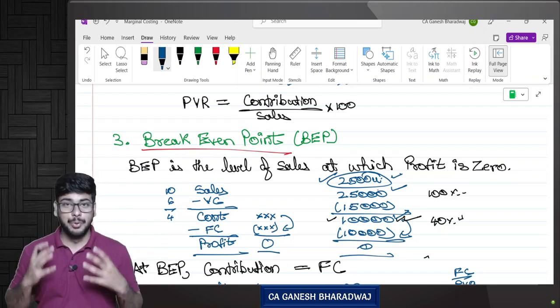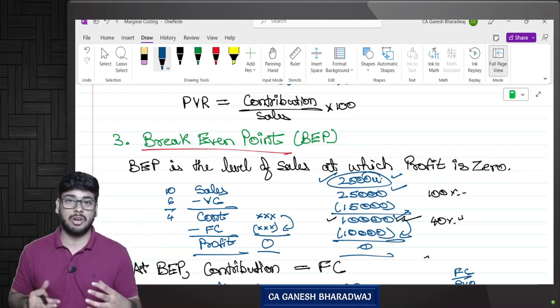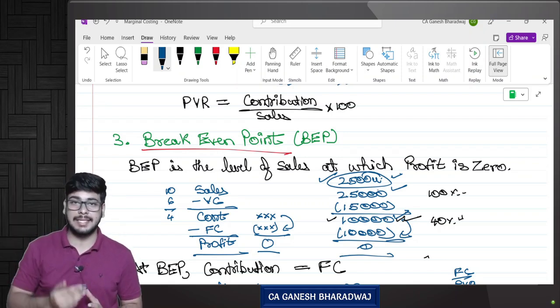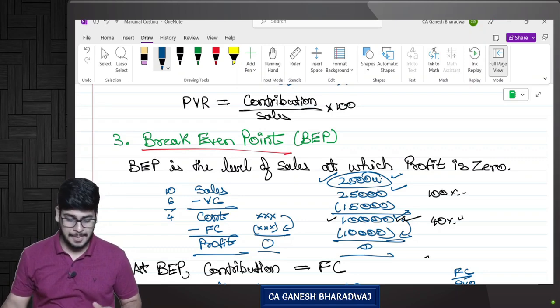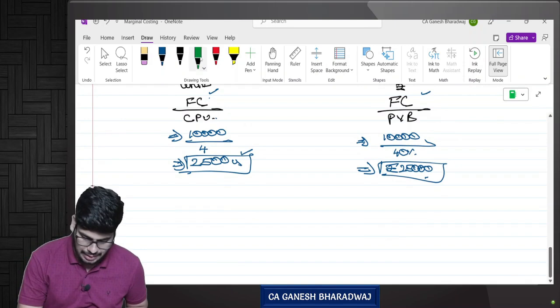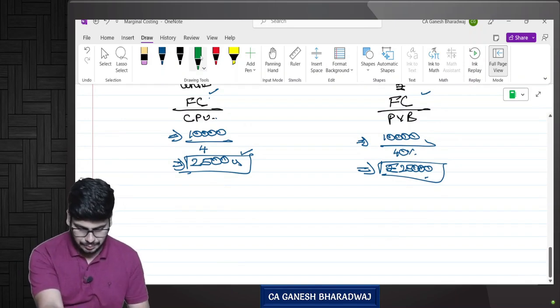See how beautiful all these concepts are, because this is the reason why we are saying marginal costing helps us in the objective of decision making. Now, let's go to the fourth concept.